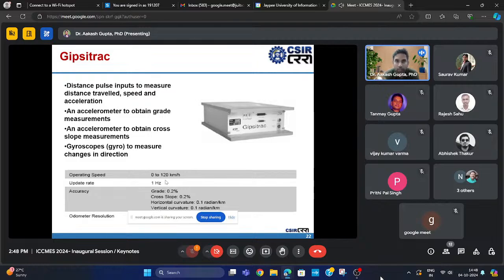All other components will work, like the camera and pavement images, right? But two parameters will stop working below the speed of 30 kilometers per hour. That is your laser sensors, laser profilers. So we are not able to get the roughness, and we are not able to get the texture if we are moving at a speed less than 30 kilometers per hour.